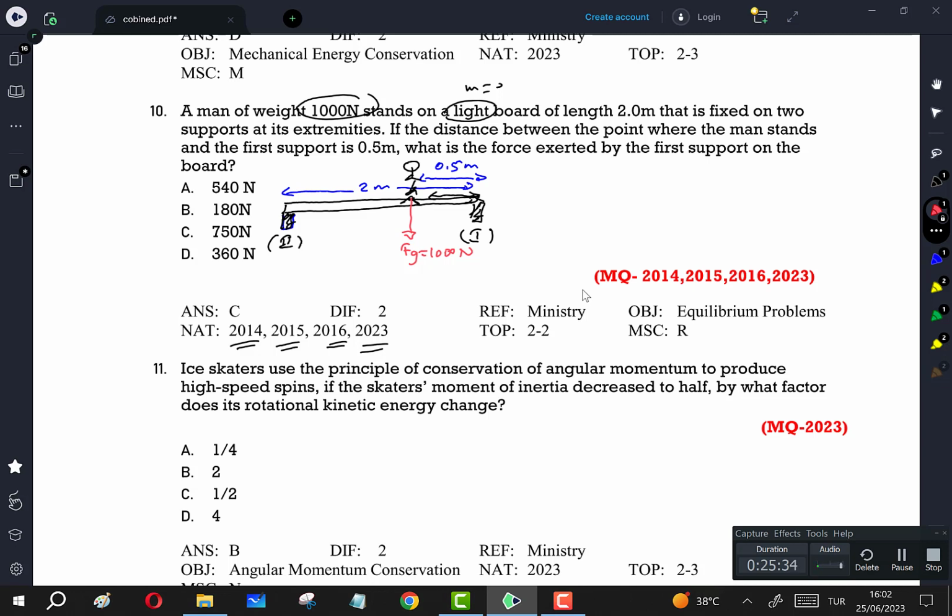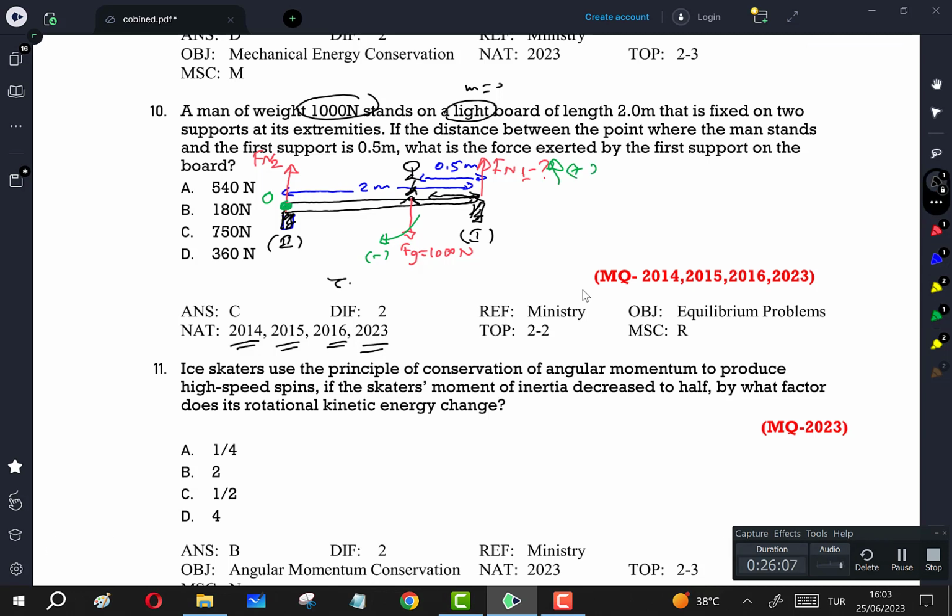Find the force exerted by the first support on the board. So, of course, each support exerts a force on the board. First support exerts Fn1, the normal force 1. Second support exerts Fn2, which is normal force 2. So calculate Fn1 is the question. If you are going to calculate Fn1, you should choose the other force position as axis of rotation. And after that, according to this axis of rotation, Fg produces a negative torque, but Fn1 produces a positive torque. So calculate these torques one by one.